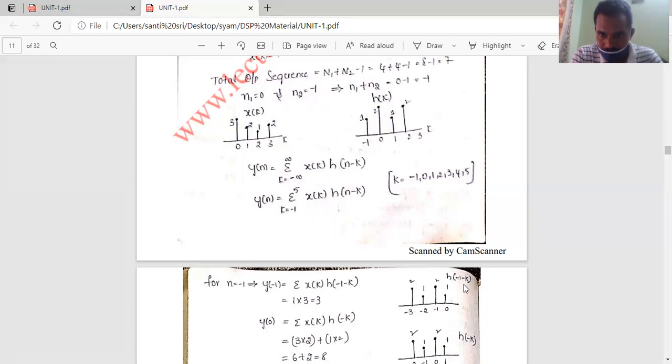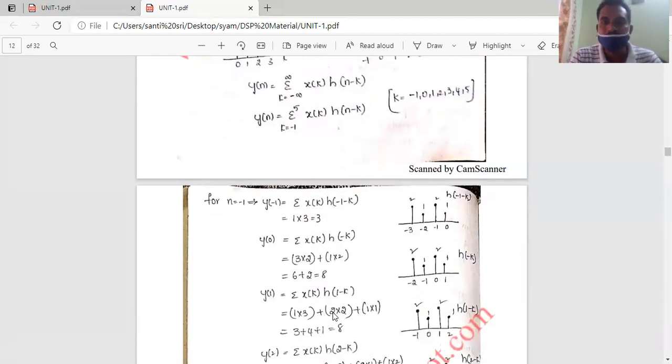So this is h of minus 1 minus k. This h of minus 1 minus k and x of k, these two can be multiplied. At 0 its value is 3, at 0 its value is 1. So 3 into 1, 3. At 1 its value is 2, at 1 there is no value, so its value is 0. At 2 its value is 1, at 2 there is no value, so its value is 0. At 3 it is 2, at 3 there is no value. So the sum is 3. Like that we will find out various graphs and values for these values.